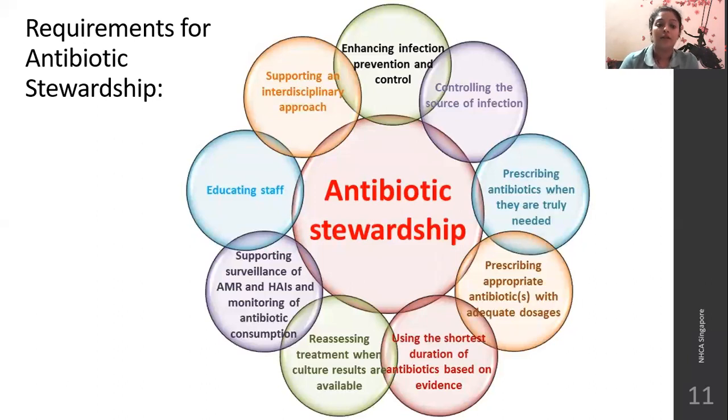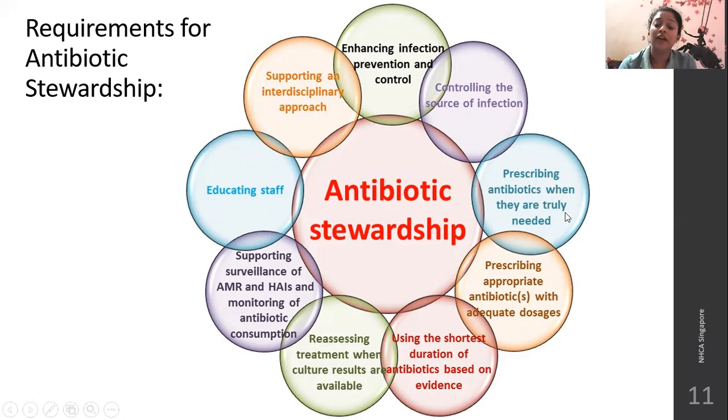Requirements for antibiotic stewardship. First thing is enhancing infection prevention and control. That is the basic. Standard precautions, transmission-based precautions should be clearly put into place. Control the source of infection. For example, if a patient is admitted with MRSA, they have to be isolated, and the healthcare workers dealing with that MRSA infected patient should properly follow the stringent hand hygiene practices and other contact-based precautions.